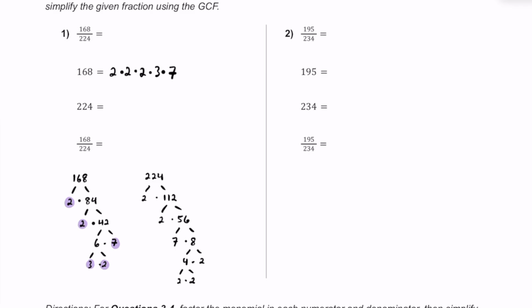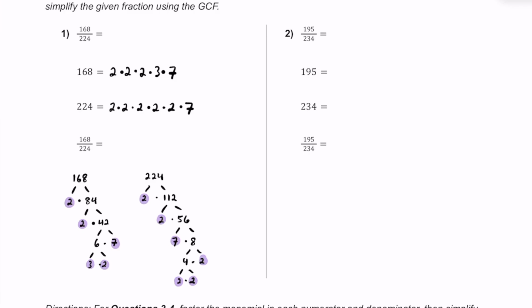All right, so what are our prime factors? We have 2, 2, 7, 2, 2, and 2. So it looks like there are a total of 5 2's. So the prime factorization here is 2 times 2 times 2 times 2 times 2, and then times 7.